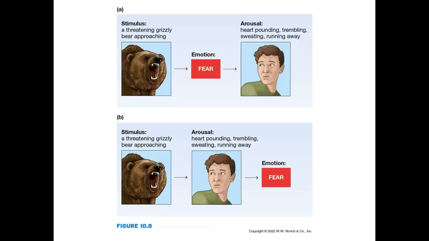So the question is, do you feel fear first and then the physiological arousal? Or do you feel the physiological arousal, those physiological changes, and then feel fear? And that's really what these three theories look at. It's kind of like a chicken versus egg scenario. Which came first, the feeling or the physiological change?